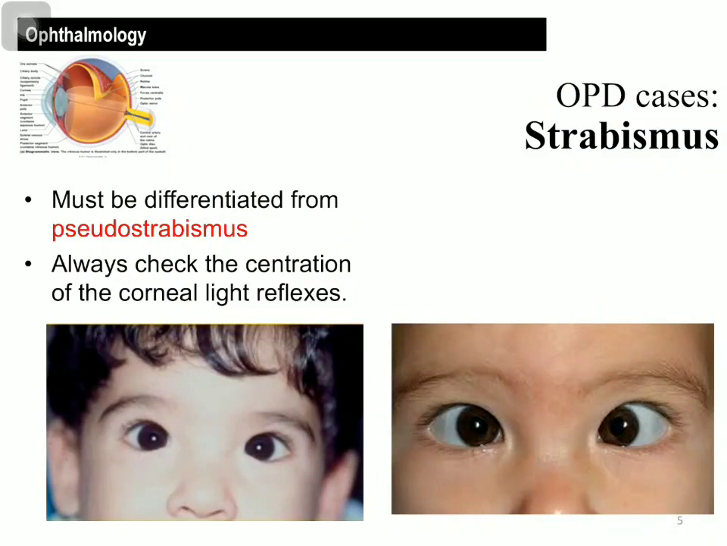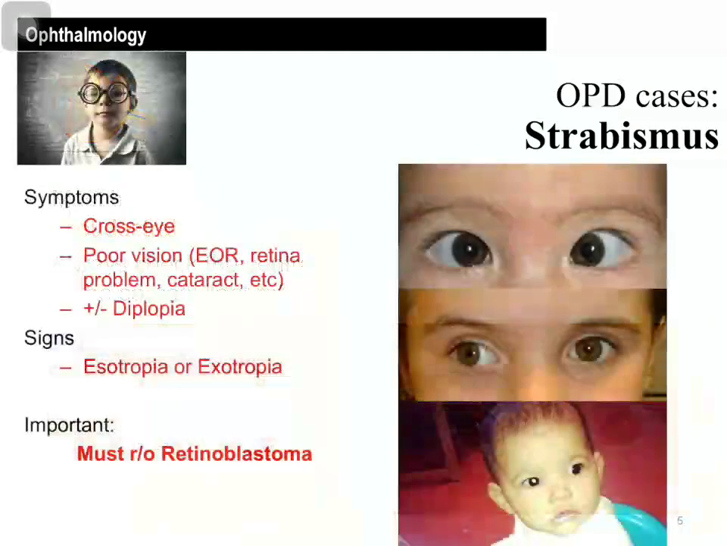If you look at the pictures below, you will notice that both would have an esotropia, or inward deviation of both eyes. However, if you look closely at the pupillary reflex, you will notice that this patient has a pupillary reflex at the edge of the pupillary border. However, in this other patient, you will notice that the pupillary reflex is central in both eyes. So this patient has no strabismus, while this patient has strabismus.